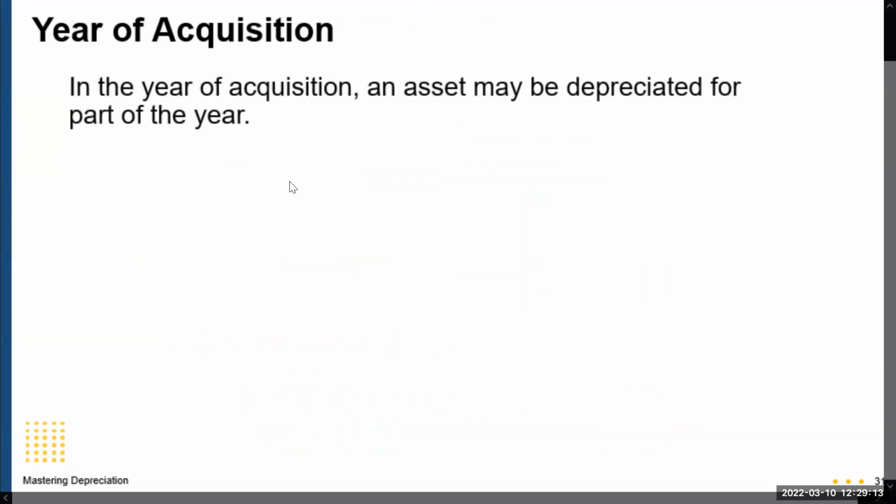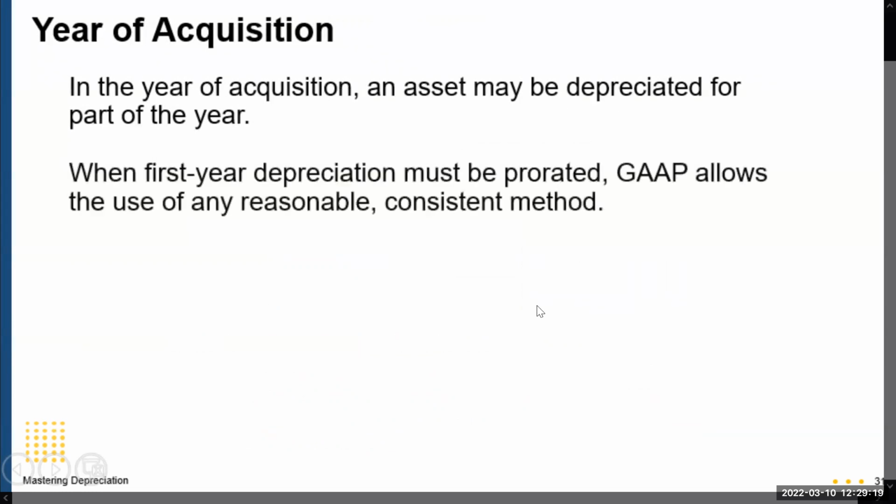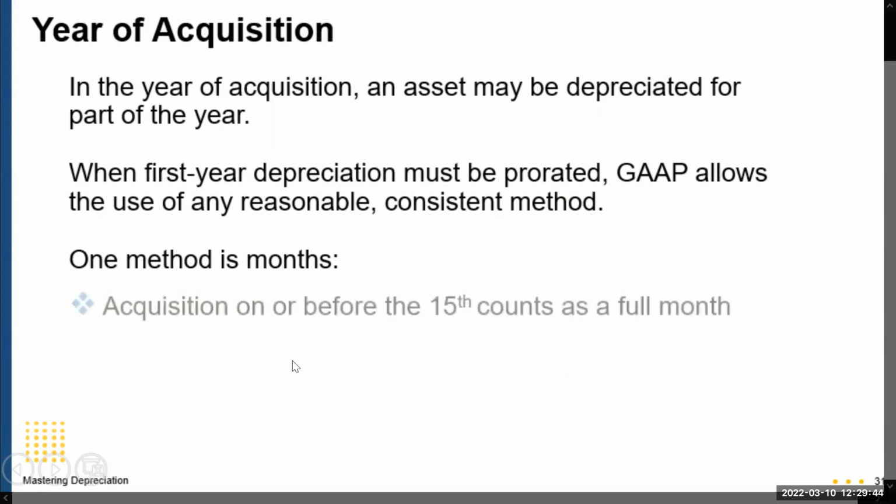So here is when we have to worry about dates. In the year that we buy it, you're going to depreciate it for only part of the year. So we're going to prorate it. GAAP allows the use of any reasonable, consistent method. So that's just their definition. So you could do months. If you go and read the annual reports from businesses, there'll be a section in there that tells you how they calculate the depreciation. So if it just says that they calculate it by month, then they can do that.